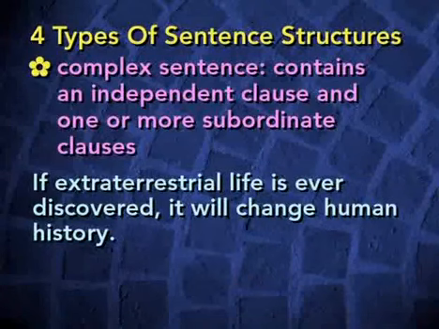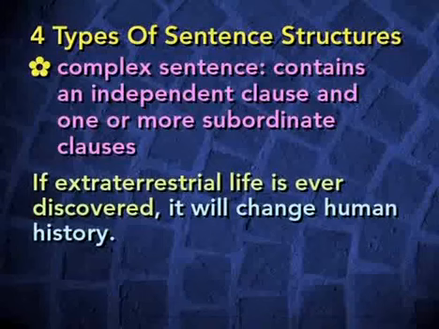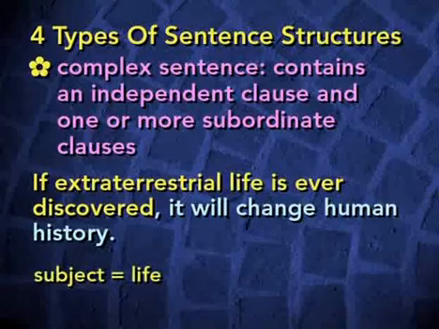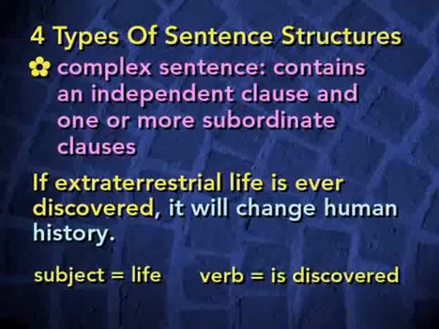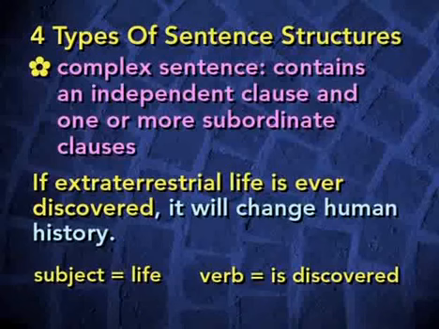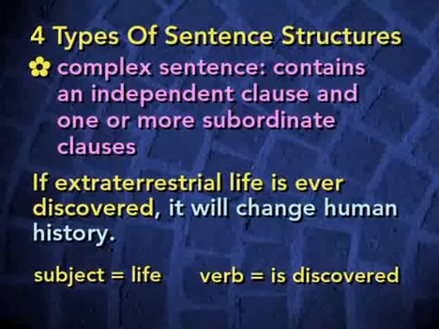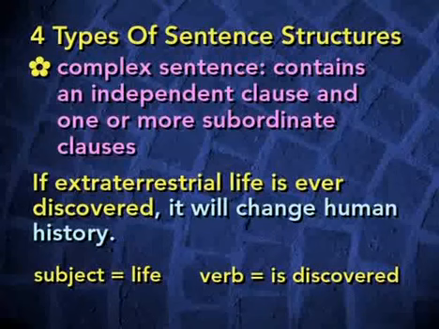Now here we have two clauses. The first clause says, if extraterrestrial life is ever discovered. The subject of this clause is life. The verb is discovered. It's a two-word verb, and in this case, the word ever happens to come in between the two parts of the verb. That happens sometimes. So the subject and the verb is life is discovered, and the whole clause reads, if extraterrestrial life is ever discovered.